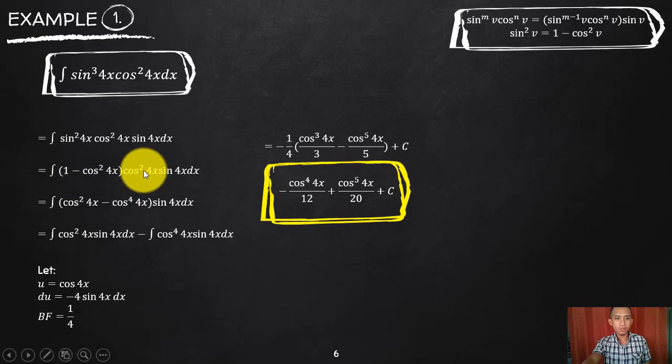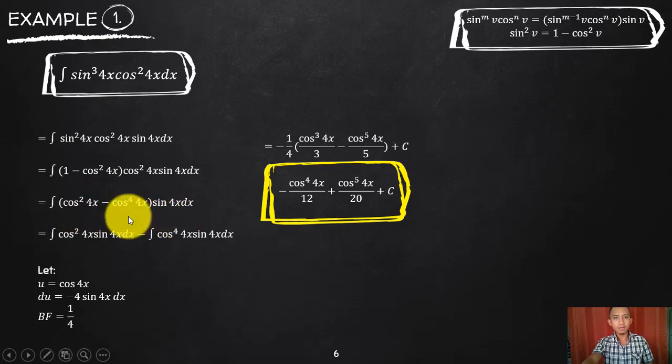So now I can put that inside. I can multiply this cosine squared inside. It will become cosine squared 4x minus cosine raised to 4 of 4x. So everything inside now is in cosine.